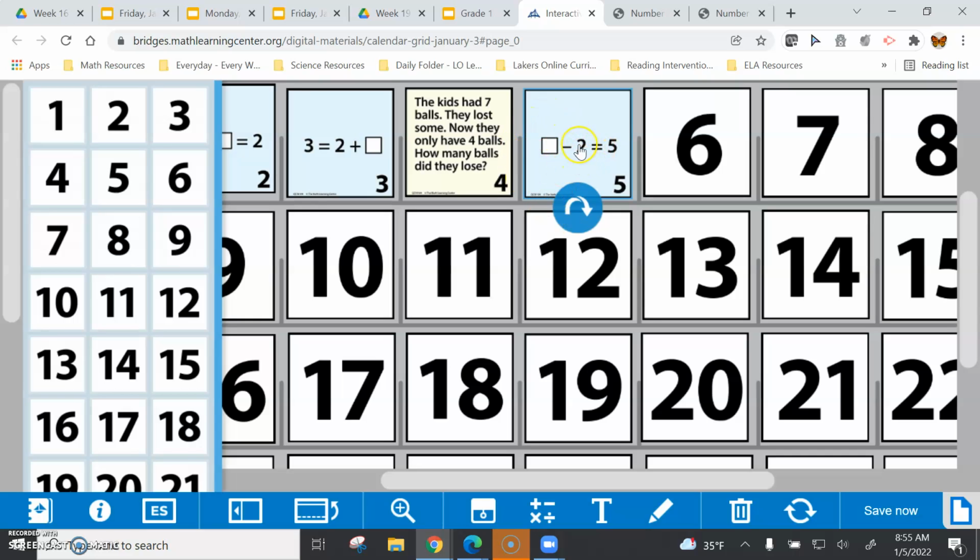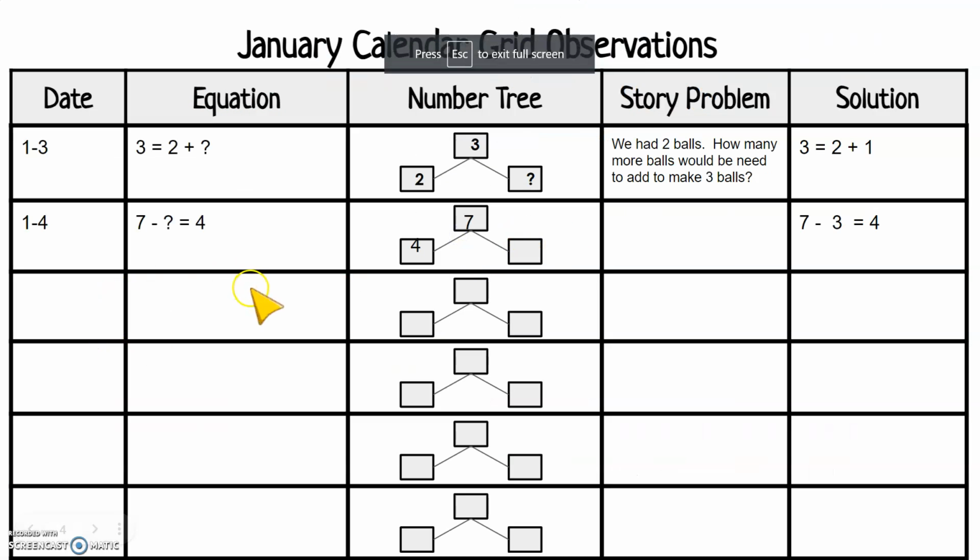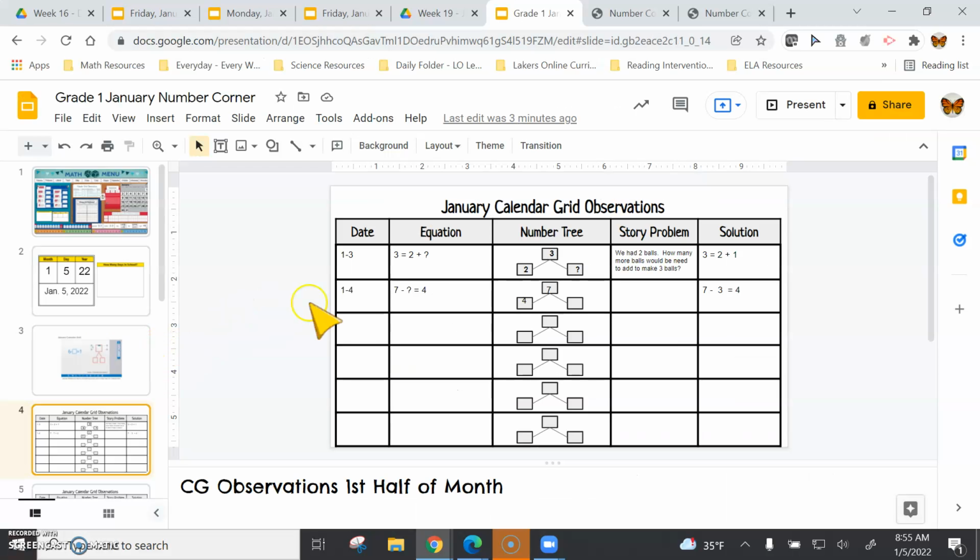So I have a job for you, All Stars. Can you add 5 plus 2? And tell me, what number would we have if we had 5 plus 2? As you think about that, let's go to our calendar grid and begin to put this information on our calendar grid.